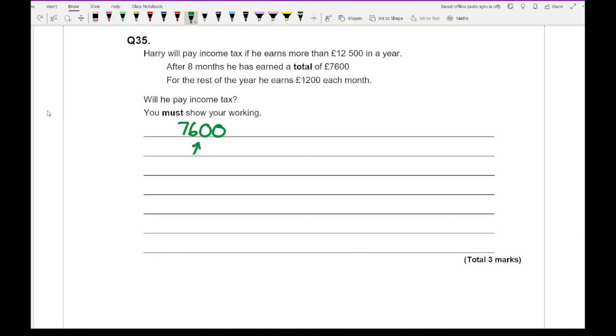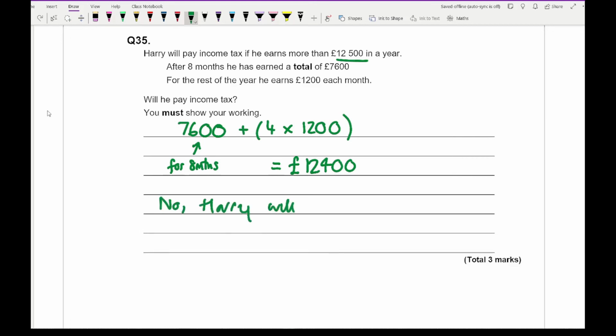So that's for 8 months. Plus, and then he gets paid £1,200 each month. Well, how many months are left? Well, it's going to be 4 months left. So it's going to be 4 times 1,200, 4,800 rather. So then from this, I can type that all into my calculator and let's see what we get. So here we're going to get 12,400. So is that more than 12,500? No, it isn't. So no, Harry will not pay tax. Lucky boy.